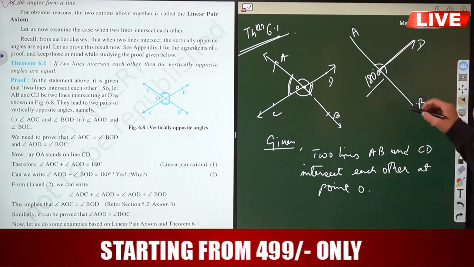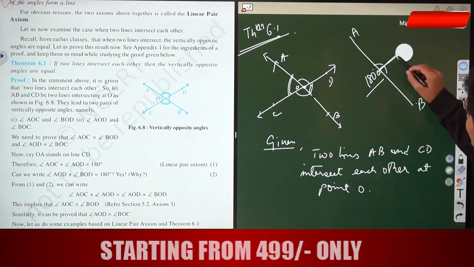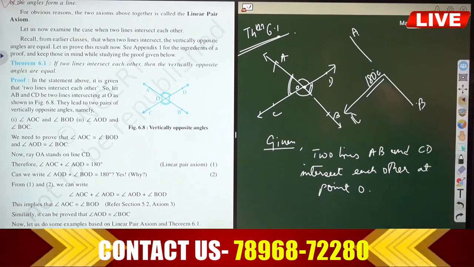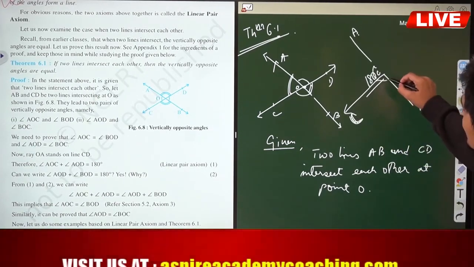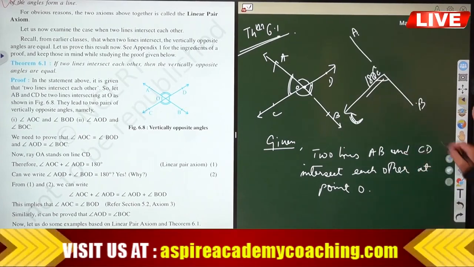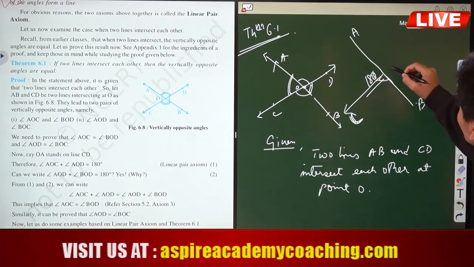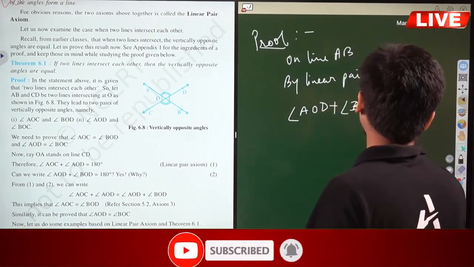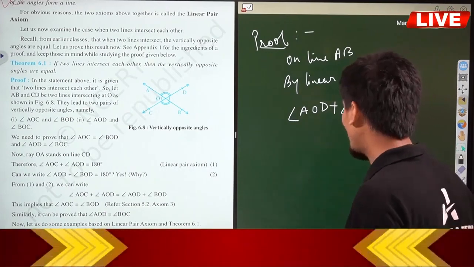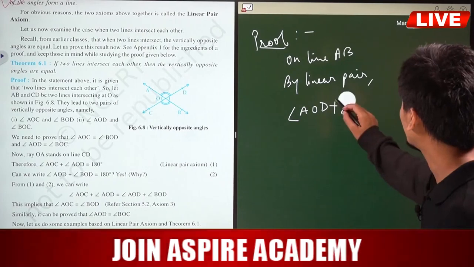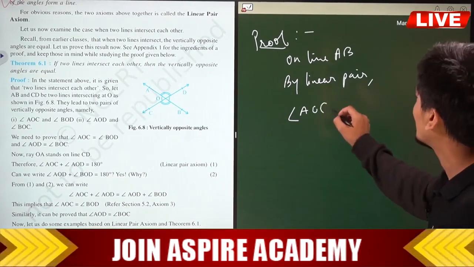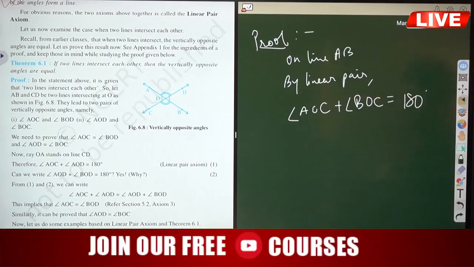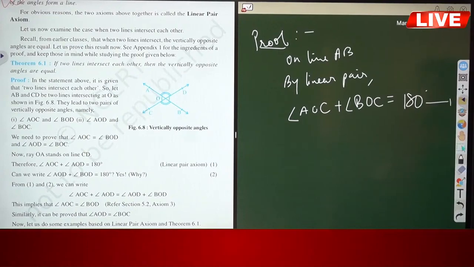you can take this also. If I take this side, I can take this side also. This is C. So I can take this angle and this angle, both are 90 degrees. So angle AOD or AOC, you can take AOC, plus angle BOC is equal to, what is the angle? It is 180 degrees. Let this be equation 1.